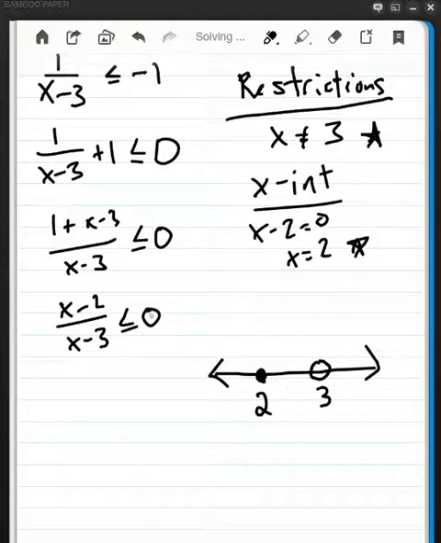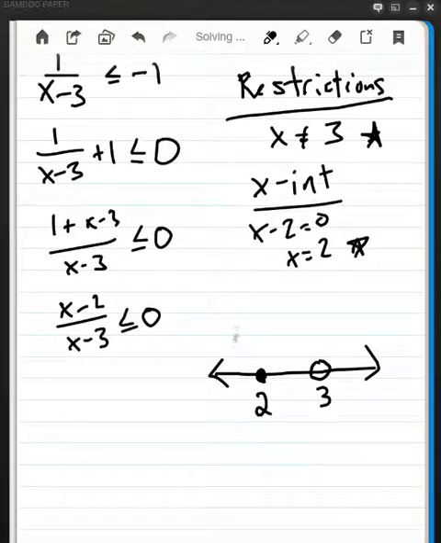Alright, we want to know where the function is less than or equal to 0. Well, it's going to be equal to 0 at the x-intercept, so 2 is definitely one of the solutions. But what happens in between 2, 3, and all the numbers on the outside? We're going to choose one value in between and on the outside of each of these, and that'll tell us whether it's positive or negative if it satisfies this condition.